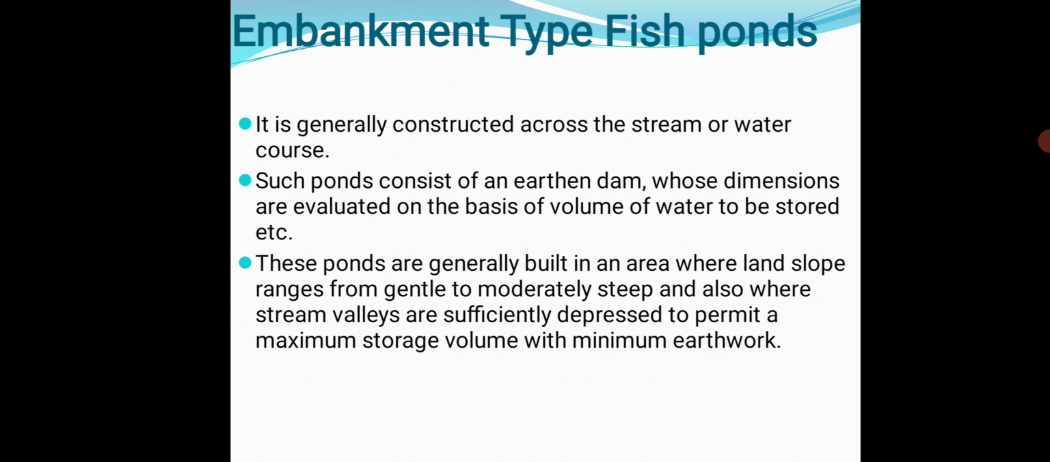Next, types of fish pond, in which the embankment type fish pond is a very important type. It is generally constructed across the stream or watercourse. Such ponds consist of earthen dams whose dimensions are evaluated on the basis of volume of water to be stored, etc. These ponds are generally built in an area where land slope ranges from gentle to moderate steep, and also where stream valleys are sufficiently depressed to permit a maximum storage volume with minimum earthwork.